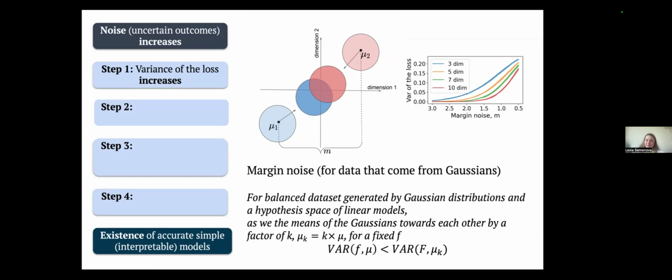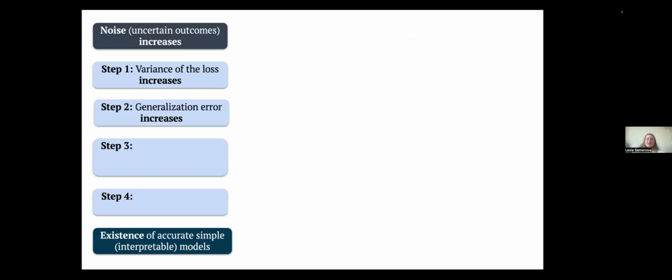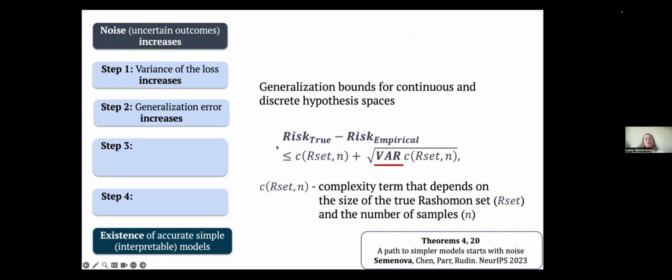It turns out when this happens, generalization error also increases. So let me show it a little bit more formally. I'm going to look into true risk and empirical risk, and I'm going to use the Bernstein inequality in order to bound that. And that's how variance occurs in this bound. So now I have the complexity of the Rashomon set, and I have the variance of the loss here. As my variance increases, this upper bound on my generalization performance also increases.